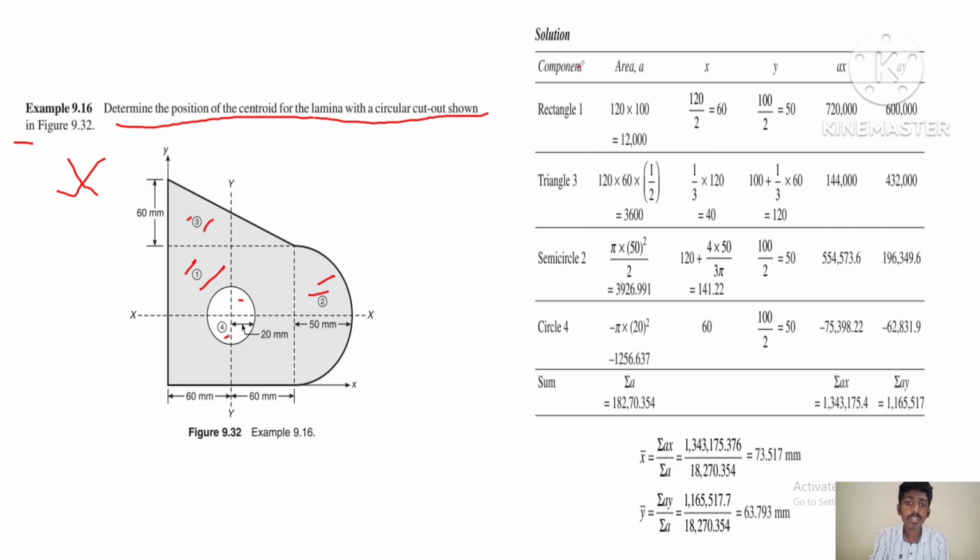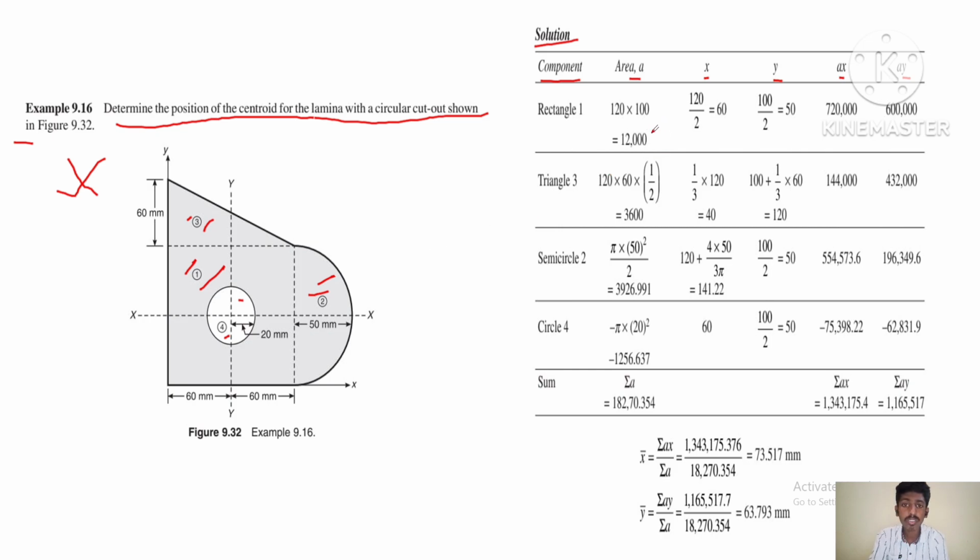So to solve it very easily, we can make a table in which first it contains components, that is shapes, then area of those shapes, x distance, y distance, then when we multiply area into x distance, area into y distance, we get ax, ay. We have to make a table in such a way. Later we have to calculate the area of each component.